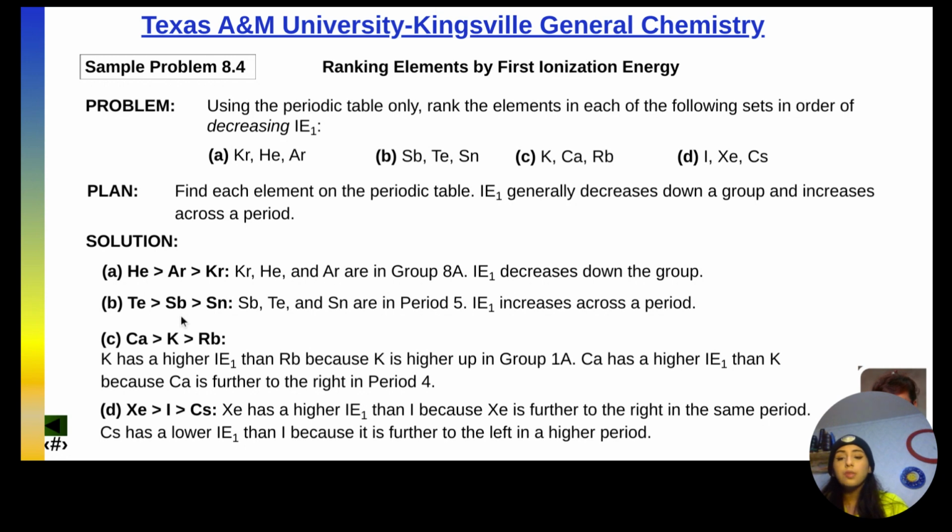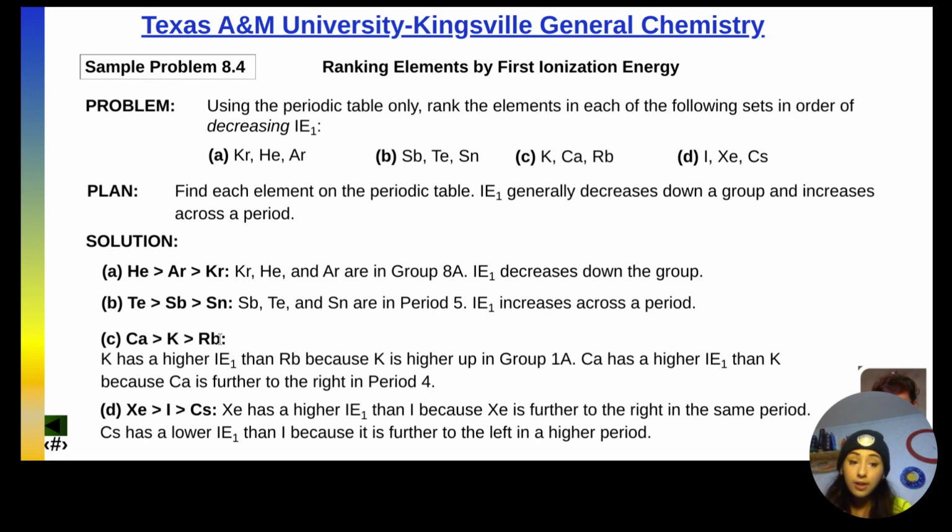For C, we are rearranging group C as Ca, K, Rb. And that is because K has a higher IE than Rb, because K is higher in the group 1A, and Ca has a higher IE1 than K, because Ca is further to the right in period 4.